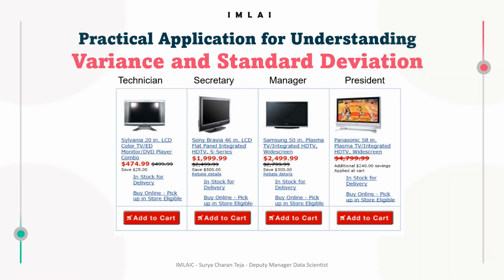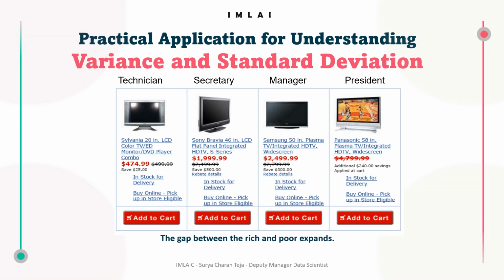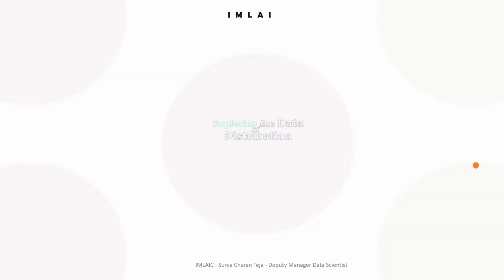So what does this mean in terms of compounding raises? BLR Late Services is essentially saying each year we will buy you a new TV in addition to everything else you buy. So the technician gets a TV which costs around $475, the secretary $2,000, the manager $2,500, and the president $5,000. So the gap between the rich and poor expands.